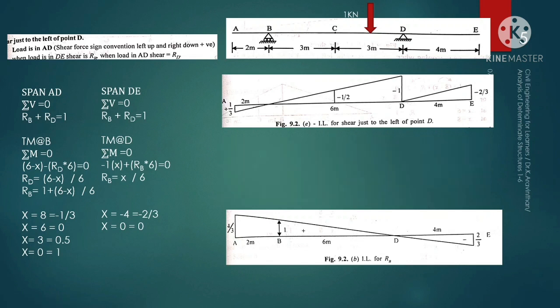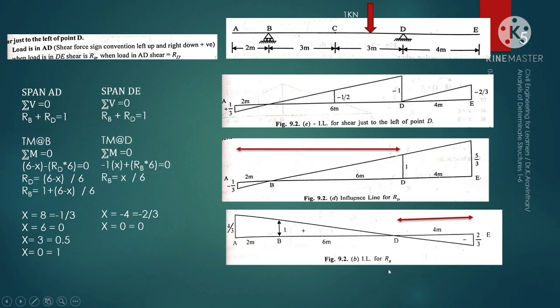Influence line for RD and influence line for RB, it is drawn here. If I am calculating analytically, the same value is arrived. For span D to E, I have to take the reaction of B, and the D to E section will have minus 2 by 3. The same answer of minus 2 by 3 I am getting. So instead of calculating this, you can directly take it from the reactions. If you find the reactions, it will be easy to draw the shear force.